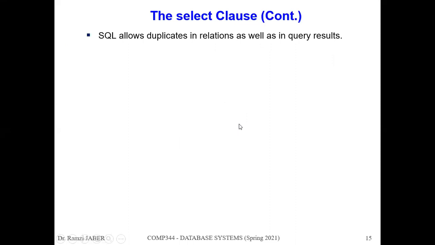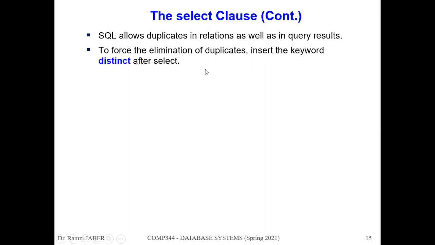Okay, SQL allows duplicates in relations as well as in query results. It means if you have repeated data in the table, SQL allows us to display it. If you want to eliminate or remove the duplicate rows, we must add another keyword called distinct after select.